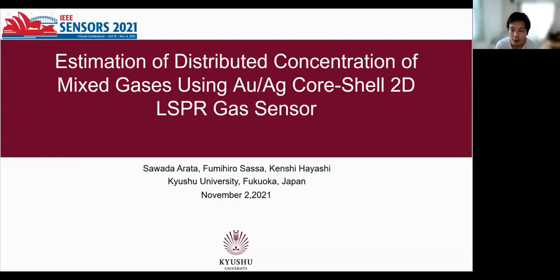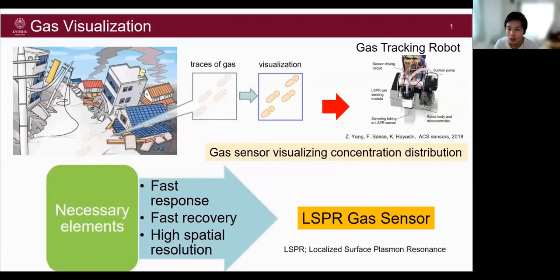Hello. I will be giving a presentation on the topic of estimation of distributed concentration of mixed gases using AuAg cluster LSPR gas sensor. First, I would like to talk about the background and purpose of the research.